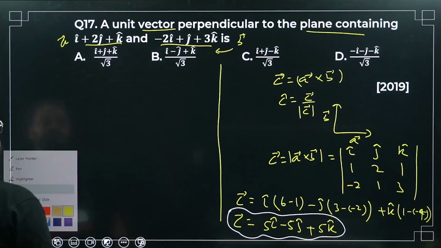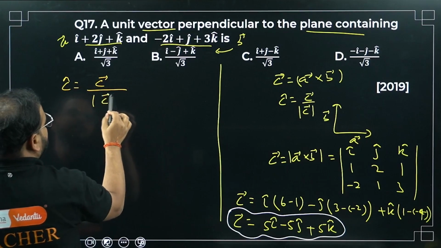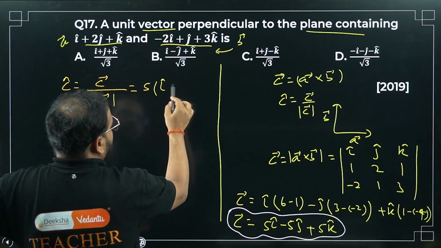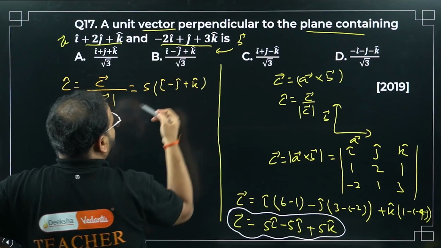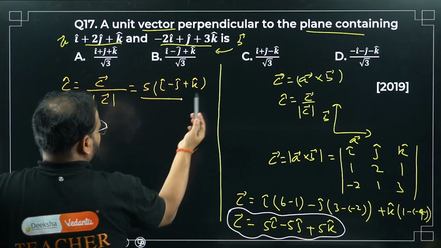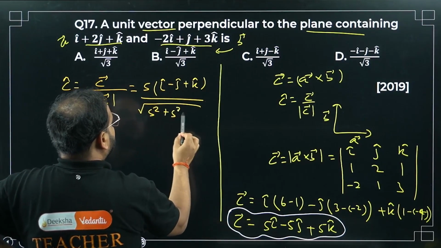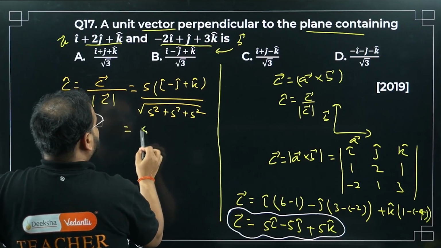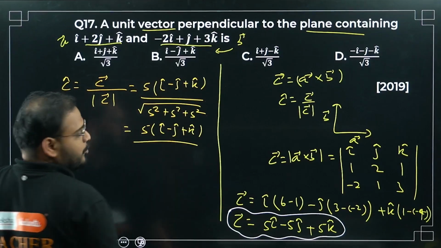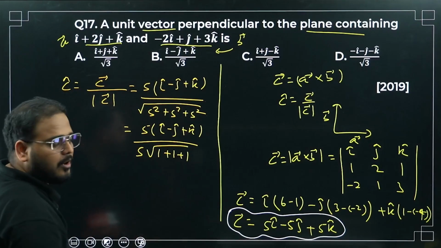C cap equals vector C upon mod of vector C. How much is that? Vector C equals, I can take 5 common, I cap minus J cap plus K cap. So the only option that I can see like this is option B. It means option B has to be right. But let's check anyway to make sure. I get 5 square plus 5 square plus 5 square. So 5 times I cap minus J cap plus K cap divided by, taking 5 square common, 5 times root of 1 plus 1 plus 1.